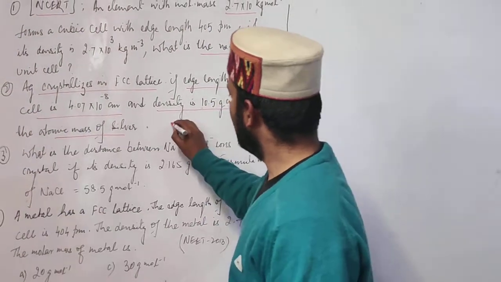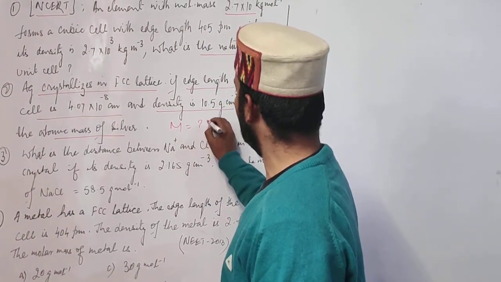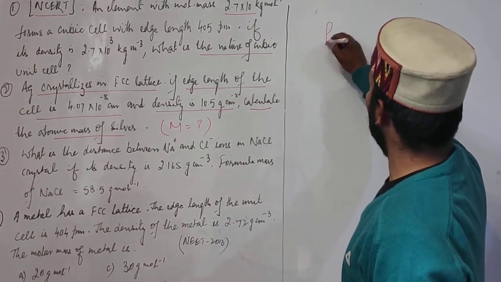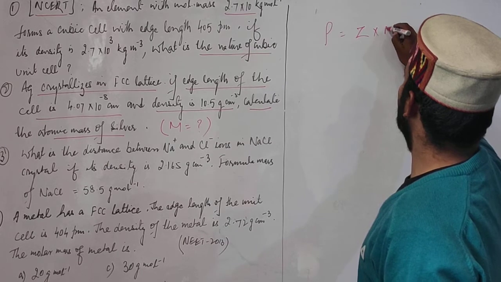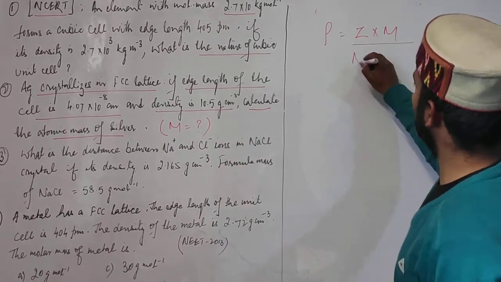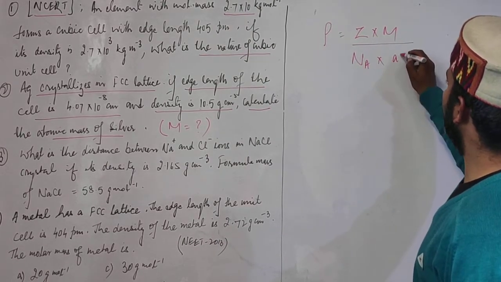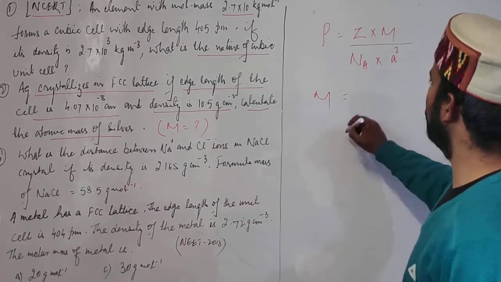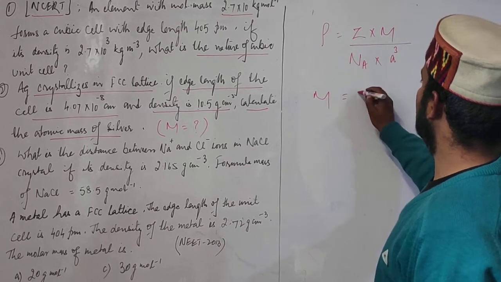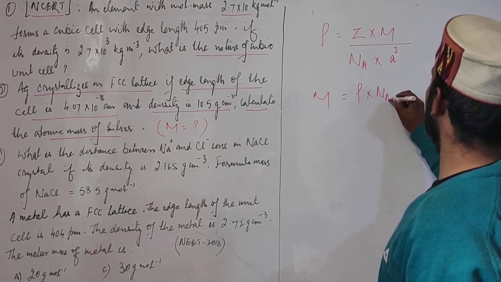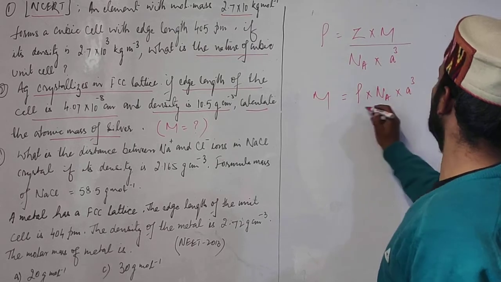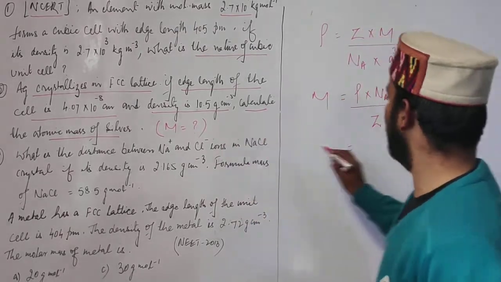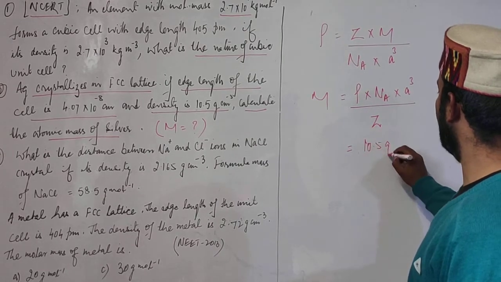So student, here in this question we need to find what? M. So what is Z? What is density? Rho is Z into M upon Avogadro's number and cube of edge length. So we need to find out M. So M will be rho into Avogadro's constant into edge length cube upon Z. Now density is given 10.5 gram per centimeter cube.